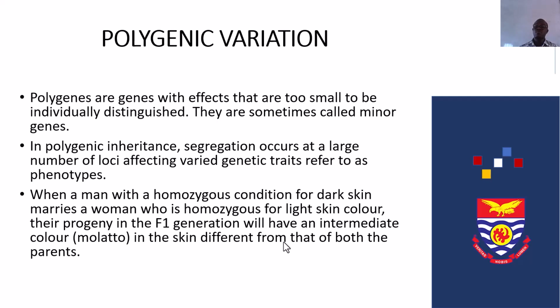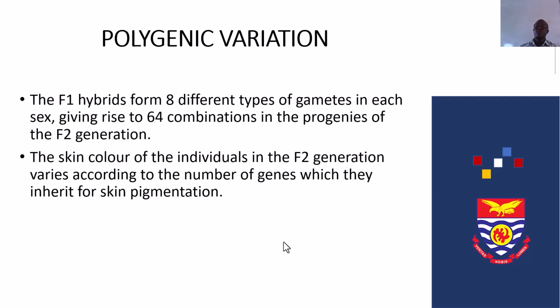When a man who is homozygous for dark skin marries a woman who is homozygous for light skin color, their progeny in the first filial generation will have an intermediate skin color, mulatto, different from that of both parents. The first filial hybrids form 8 different types of gametes in each sex, giving rise to 64 combinations in the progenies of the second filial generation.